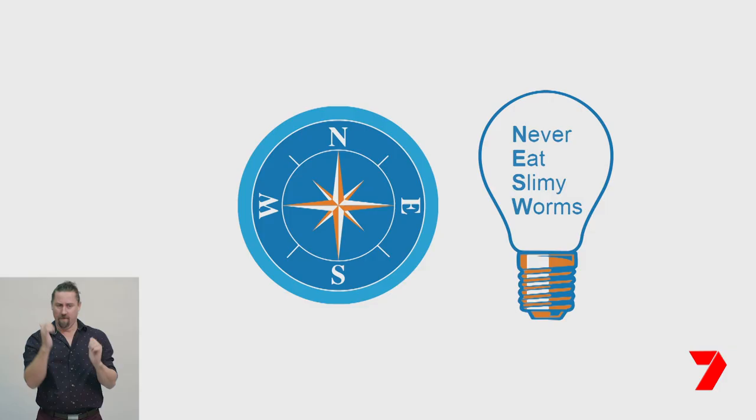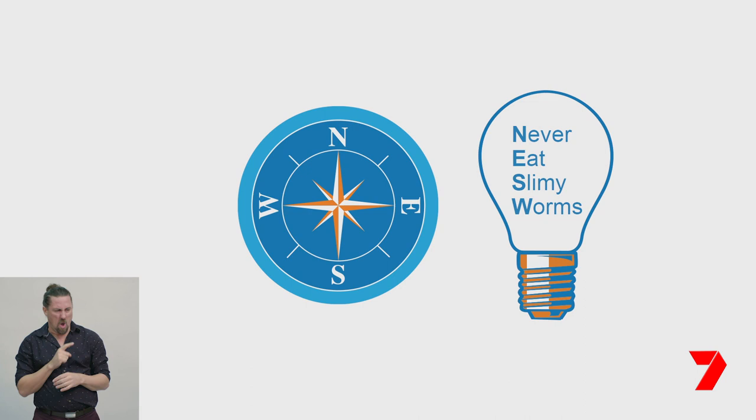When we use compass points on a map, the map is normally drawn so that north points to the top. To help me remember my compass points, I say the sentence, "Never eat slimy worms." It really helps me to get the directions in the right order.